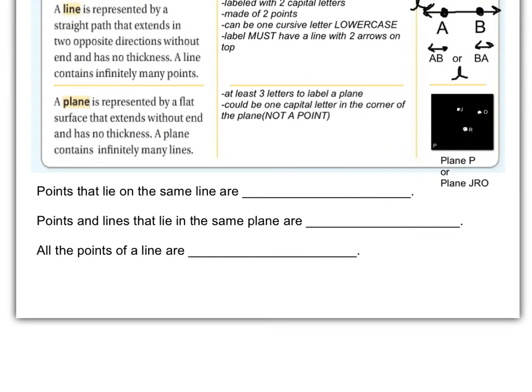A couple of sentences here to cover real quick. Any points that lie on the same line are what we call collinear.